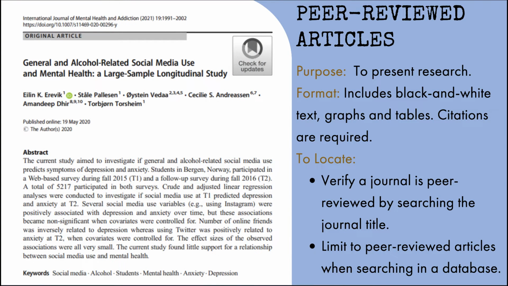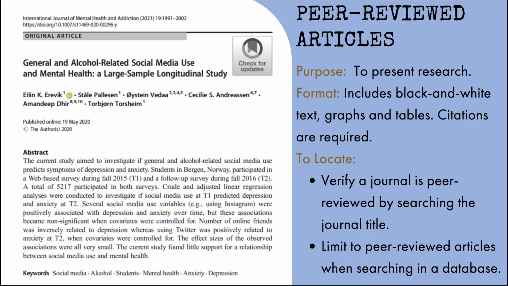Peer-reviewed articles have a few main parts. Their purpose is to present research to other scholars, faculty, and students. The format is unlike a magazine or a popular source, which contain more graphics and less text. A peer-reviewed article is usually text-heavy with charts, tables, and graphs. The language is also more formal, and citations are required.